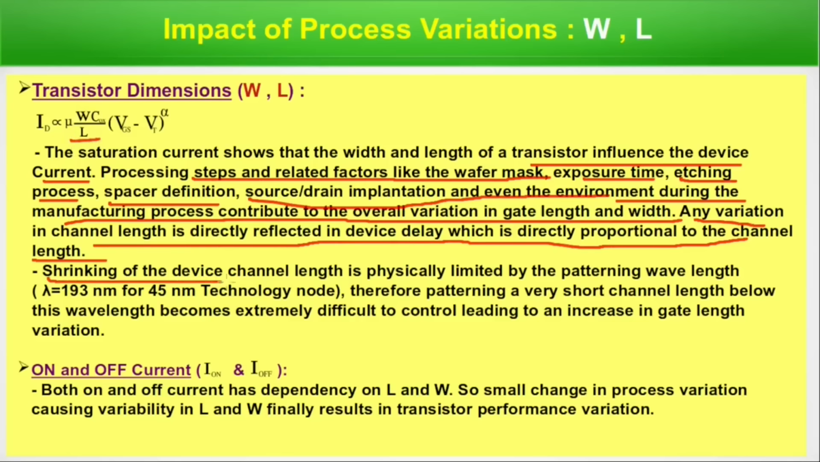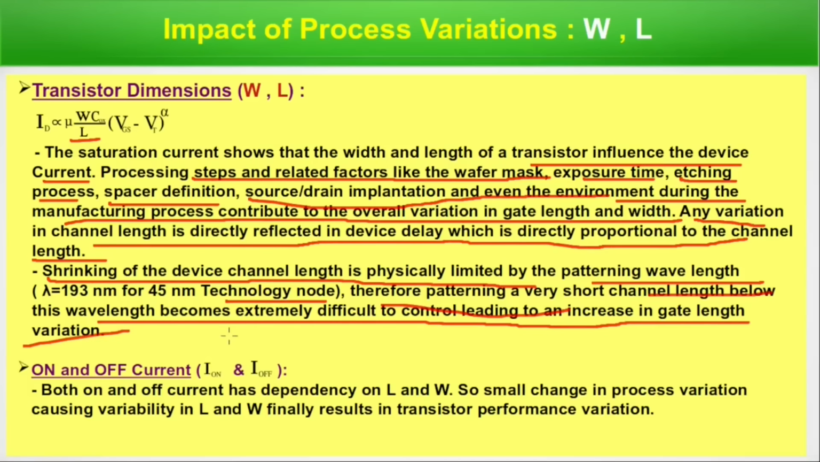So shrinking of device channel length is physically limited by patterning wavelength, where lambda is 193 nanometer for the 45 nanometer technology node. Therefore, patterning a very short channel length below this wavelength becomes extremely difficult to control, leading to an increase in gate length variation. If we scale down the device dimension, accordingly we have to scale down other things. Patterning a very short channel with this wavelength is difficult and variation gets introduced there.